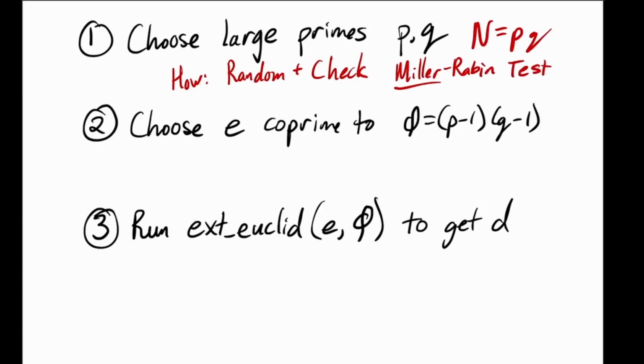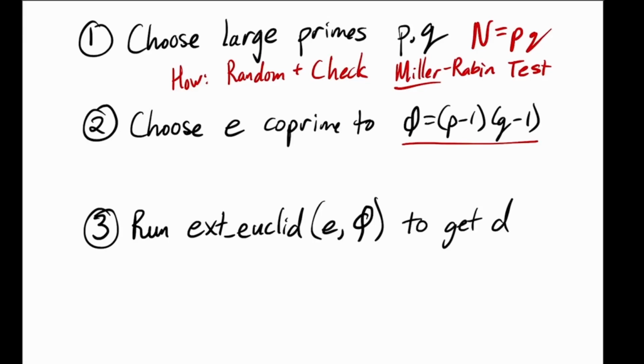Once you have your two large primes, since you know what they are, you know what phi of n is, and that's going to be p minus 1 times q minus 1. So you're going to choose a number e. This is part of your public key, and it has to be co-prime to phi. And the reason for that, of course, is so that there exists an inverse d.